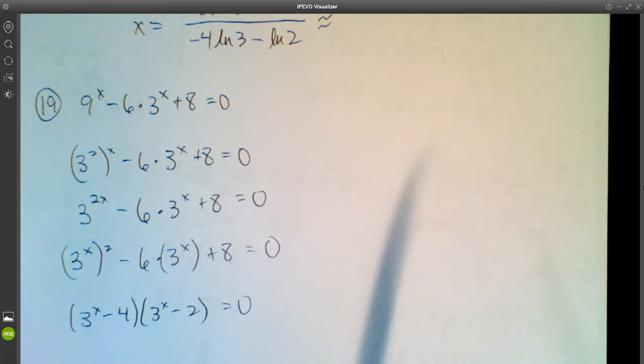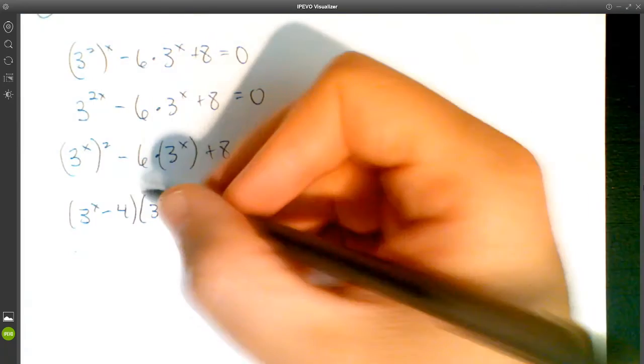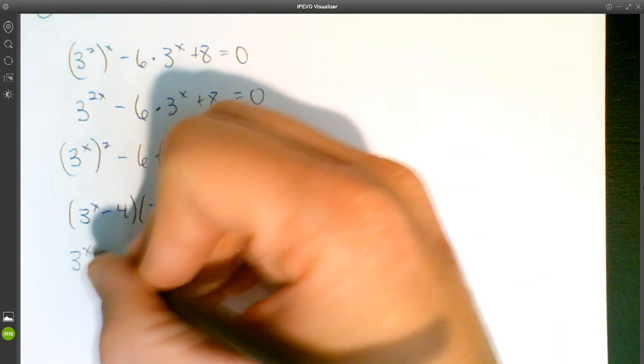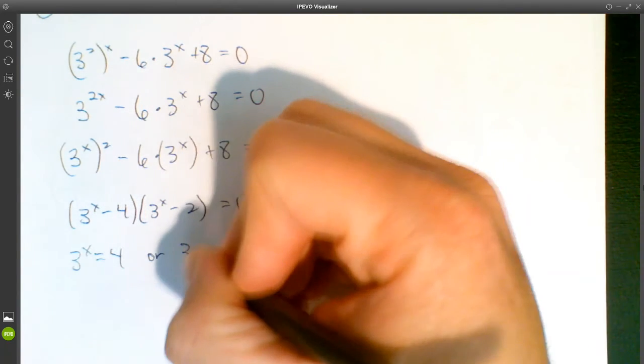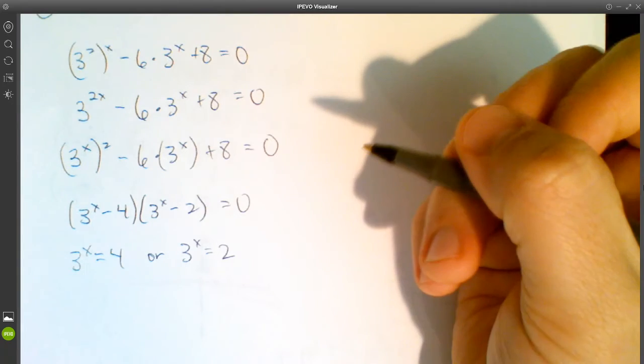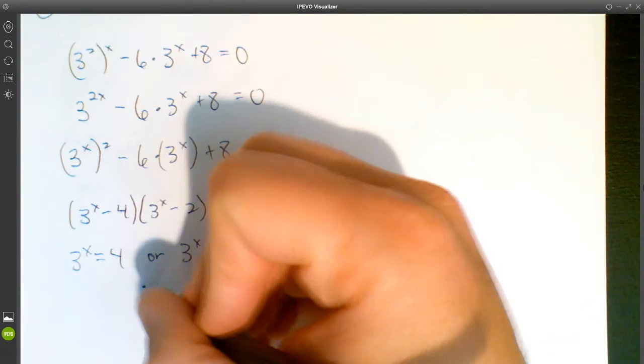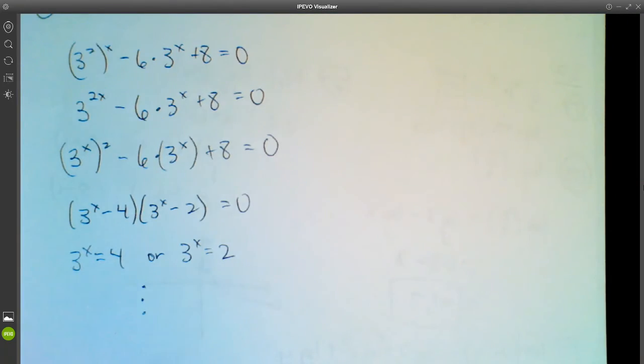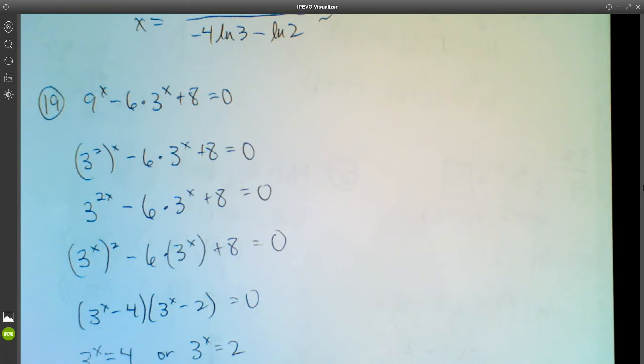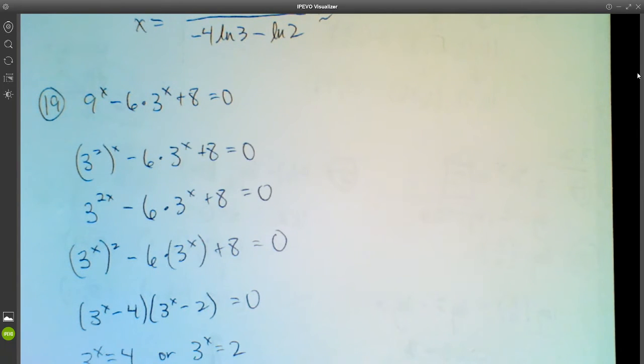So the factorization works. I'm not going to finish the problem, but now you would say, okay, so that means 3 to the x equals 4, or 3 to the x equals 2, and then you would finish by taking a logarithm of both sides, right? So the rest is history. Okay, so that's number 19.